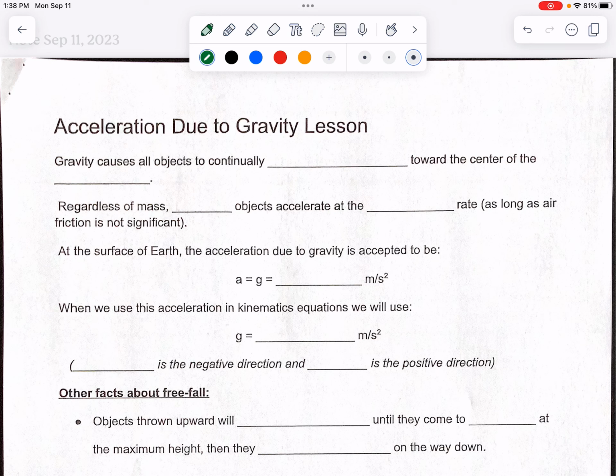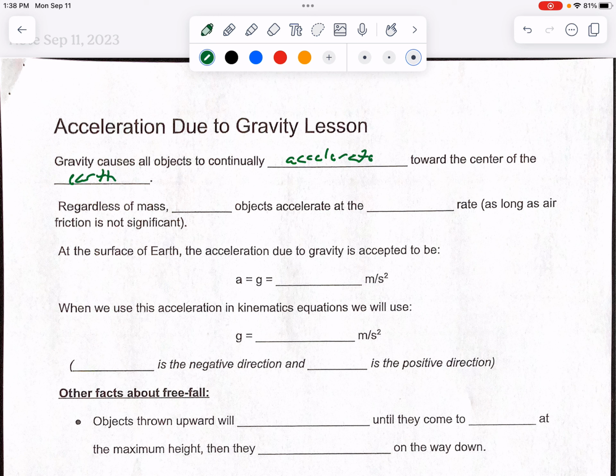All right, so this video is going to go over pages 25 and 26 in your Kinematics 2 packet. Okay, so what we're doing now is we're still doing the same kind of Daffy T, the 5 kinematics equations, but now we're just adding acceleration due to gravity. Okay, so gravity causes all objects to continually accelerate towards the center of the Earth.